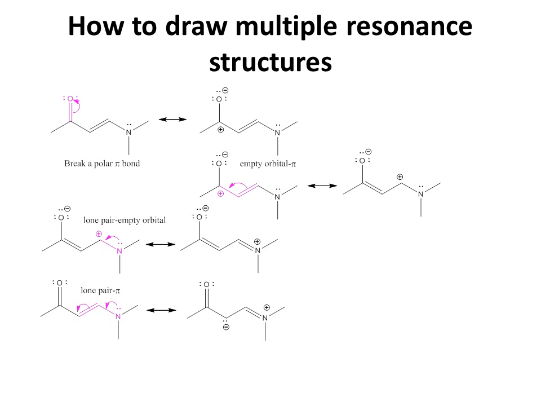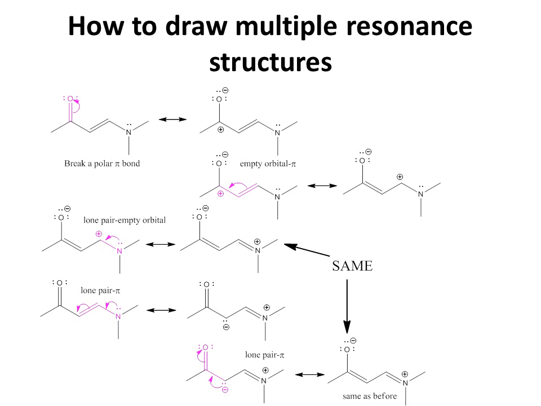With lone pair pi resonance, we can continue to push the lone pair from the carbon all the way up to the oxygen, but now we have the same resonance structure as before. So we really are done. There's nothing else for us to do. We've drawn all the possible resonance structures for this molecule.